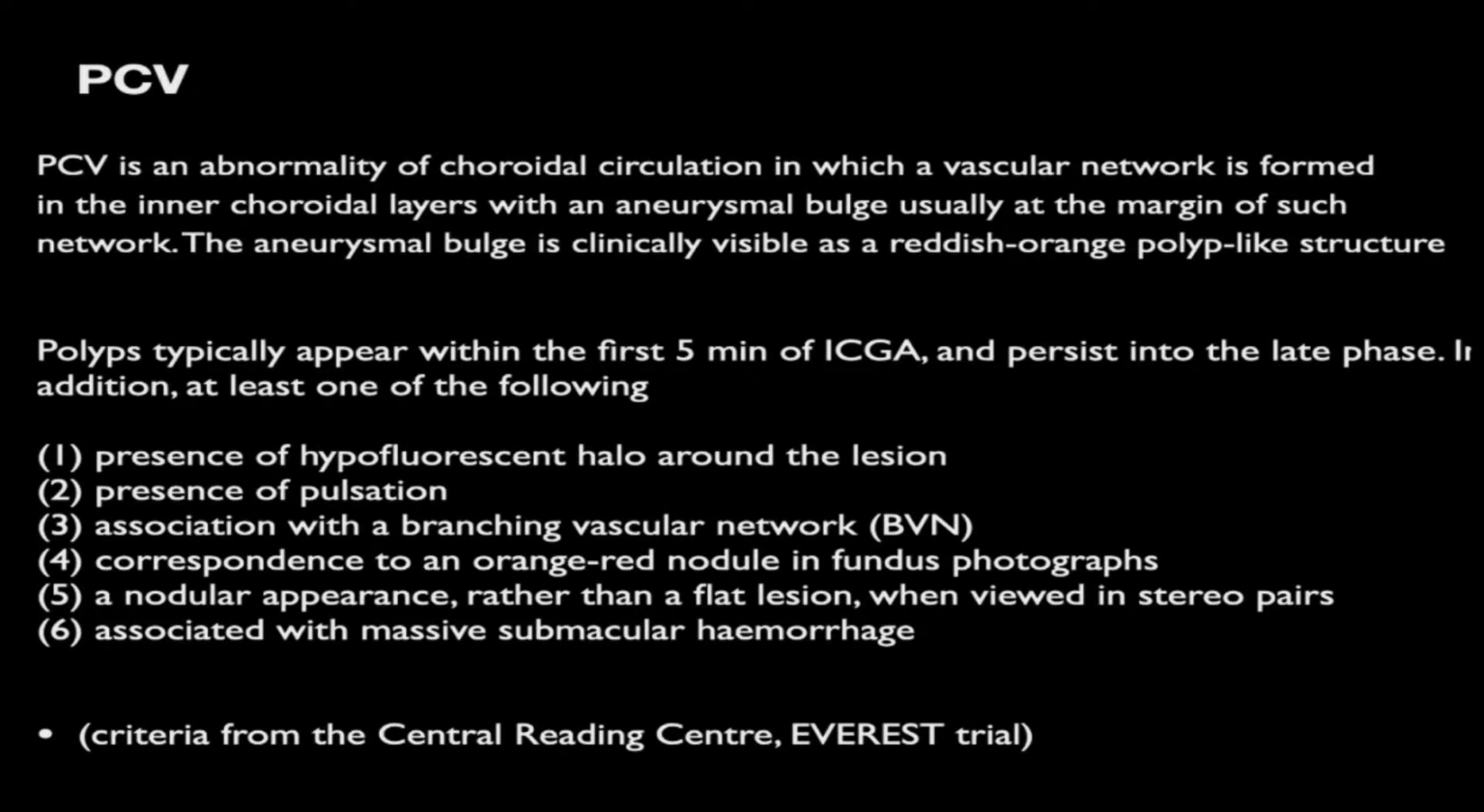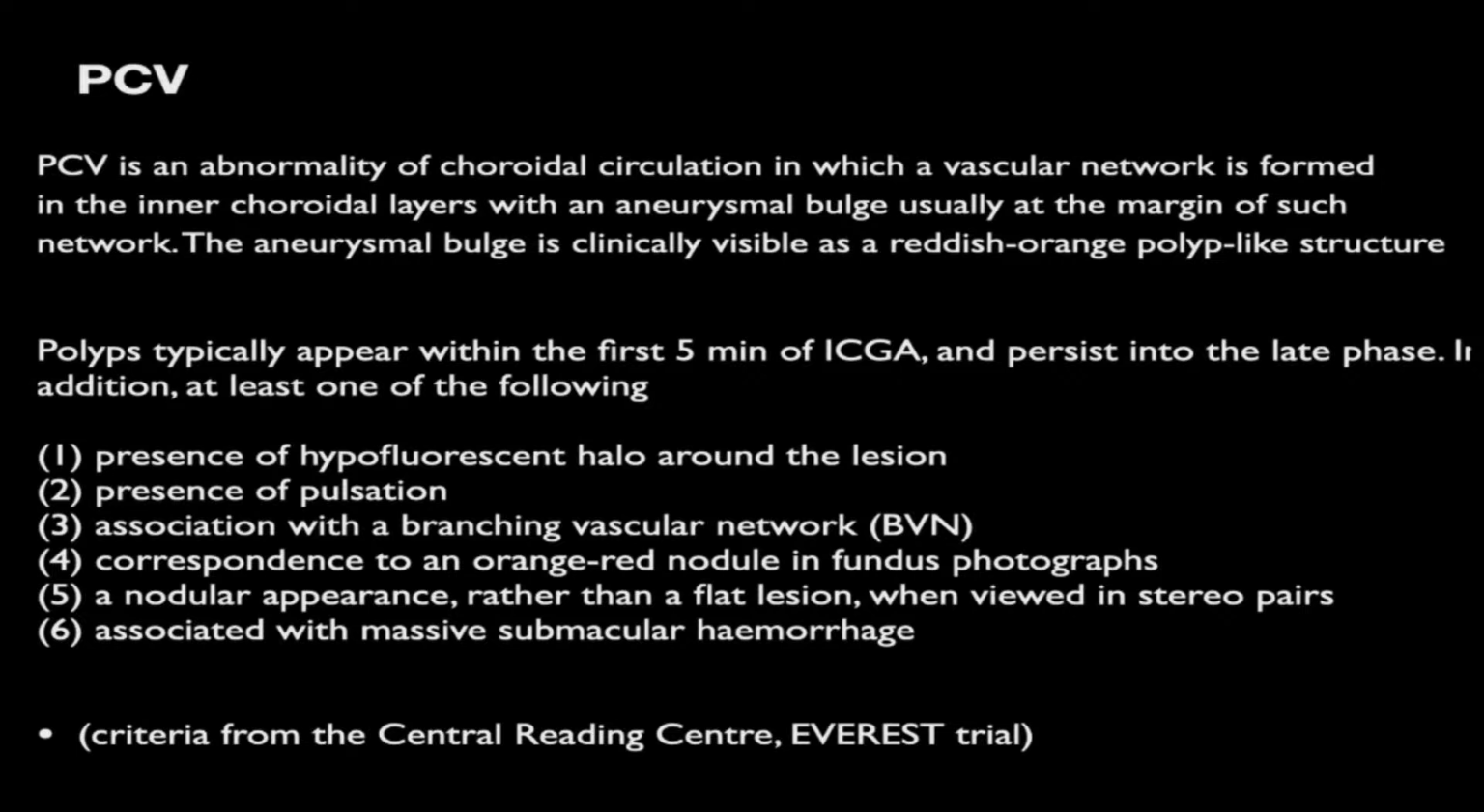So coming to PCV now, what is PCV? It's essentially an abnormality of choroidal circulation in which there's a vascular network which is formed in the inner choroidal layers. Now, this has an aneurysmal bulge, usually at the margin of this network. Now, this aneurysmal bulge is clinically visible as a reddish-orange polyp-like structure. Now, it's important to know that these polyps typically appear within the first 5 minutes of ICGA and then persist on to the late stage.